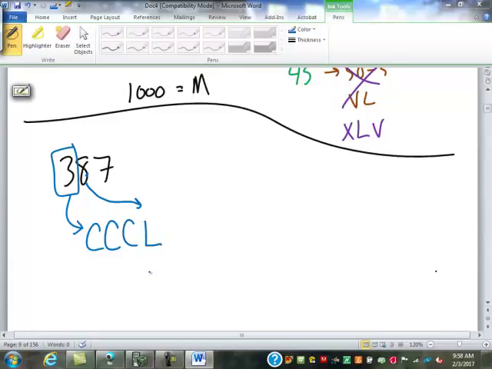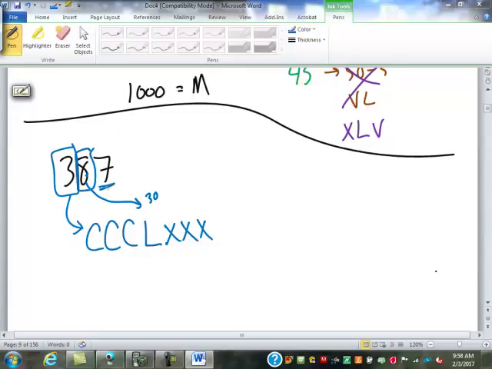How much is left out of the 80 now? I used 50, there's 30 left, right? Can I express that by adding together? Yes, I can. Just 3 X's would add up to 30. So we've expressed the 80.